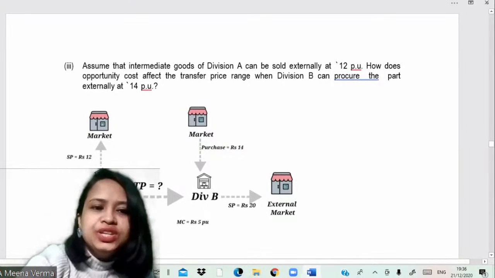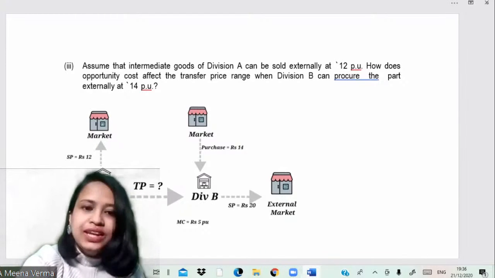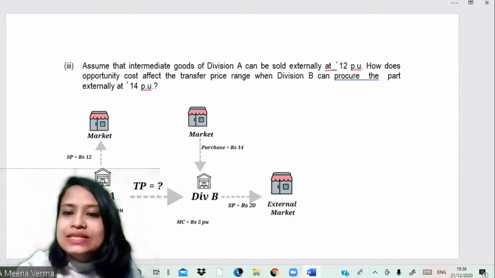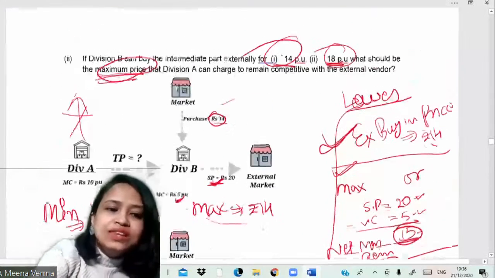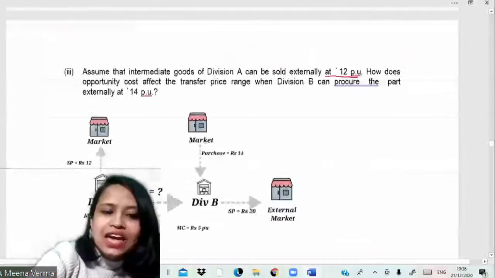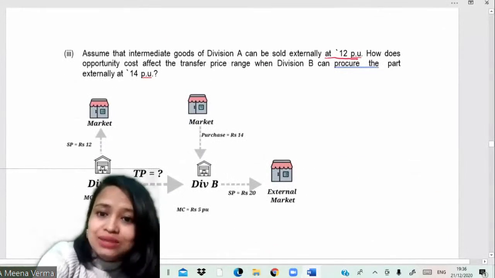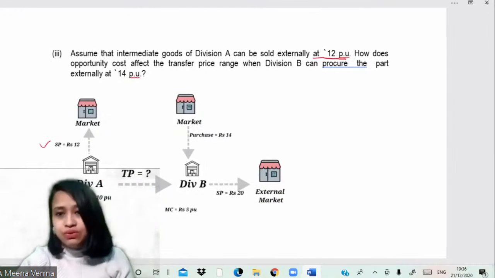So in this question, assume that intermediate goods of division A can be sold externally. Since in the previous question, you can see there was no external market. But in this case, they have mentioned that there is an external market and you can sell the same product in the external market for rupees 12.